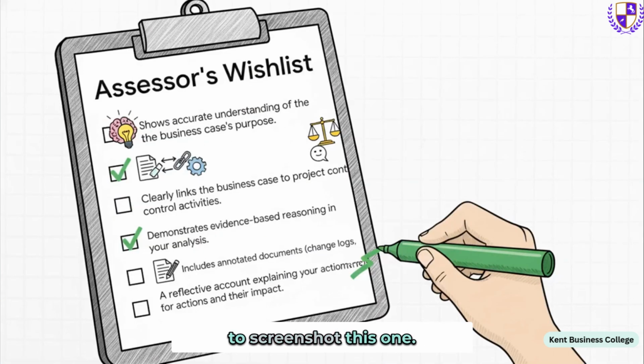Okay, you might want to screenshot this one. This is basically your assessor's cheat sheet for K10 evidence. This is exactly what they're looking for. They want to see you get the purpose of the business case, that you can link it to real project stuff like change control, and that you used evidence to back up what you're saying.